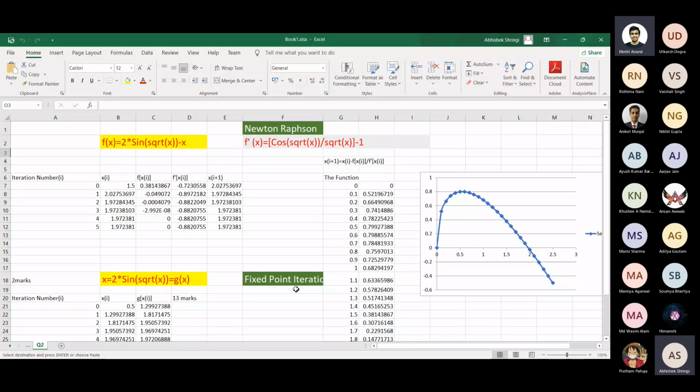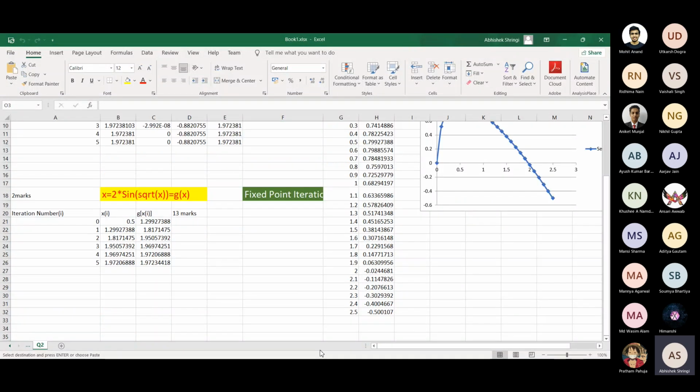Are you all able to see my screen? Just respond. One of the TR students: Yes, it's visible. Yeah, yeah.